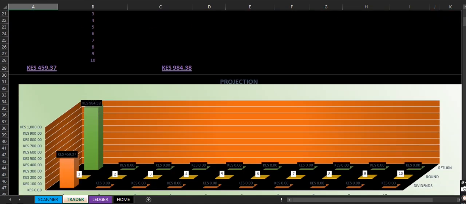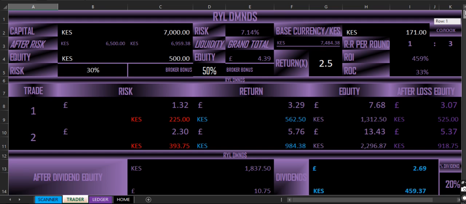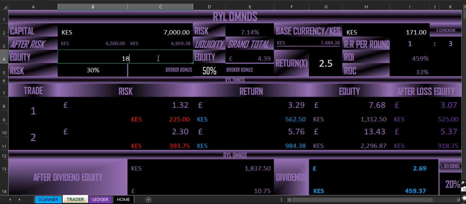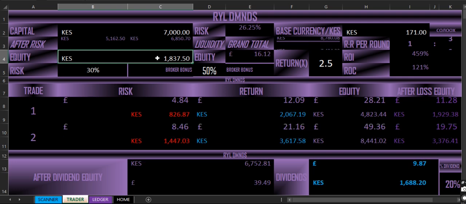Remember, successful trading is not about luck. It's about making informed decisions and managing your risk effectively. Start using the Risk Management Excel tool today and experience the difference it can make in your trading journey.